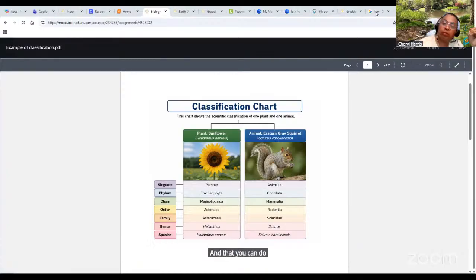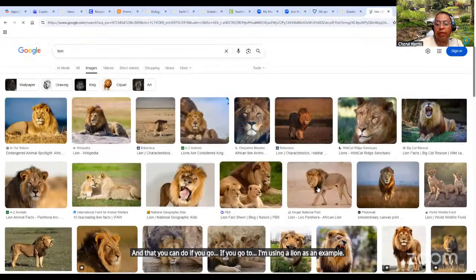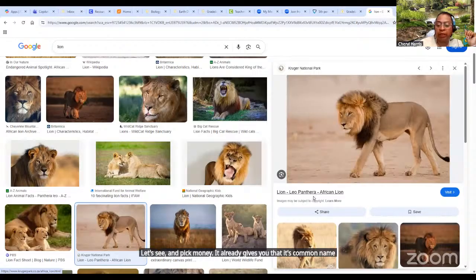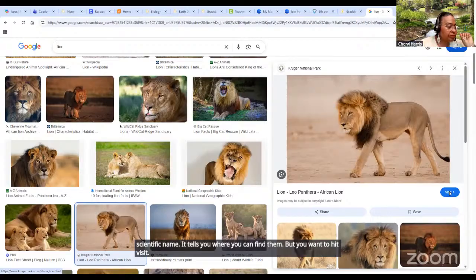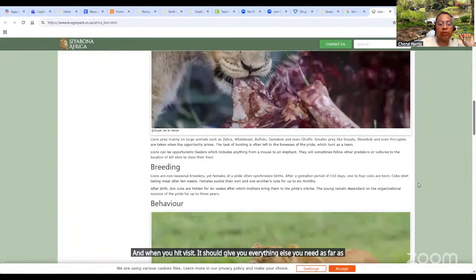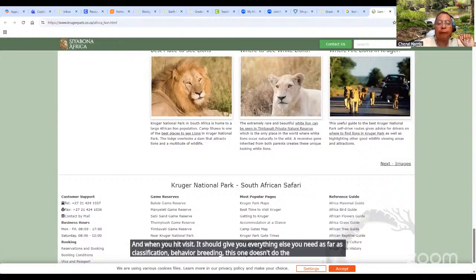I'm using a lion as an example. If you go to this site and pick it, it already gives you its common name and its scientific name. It tells you where you can find them. But you want to hit visit. When you hit visit, it should give you everything else you need as far as classification, behavior, and breeding. This one doesn't do the classification like my other site did.